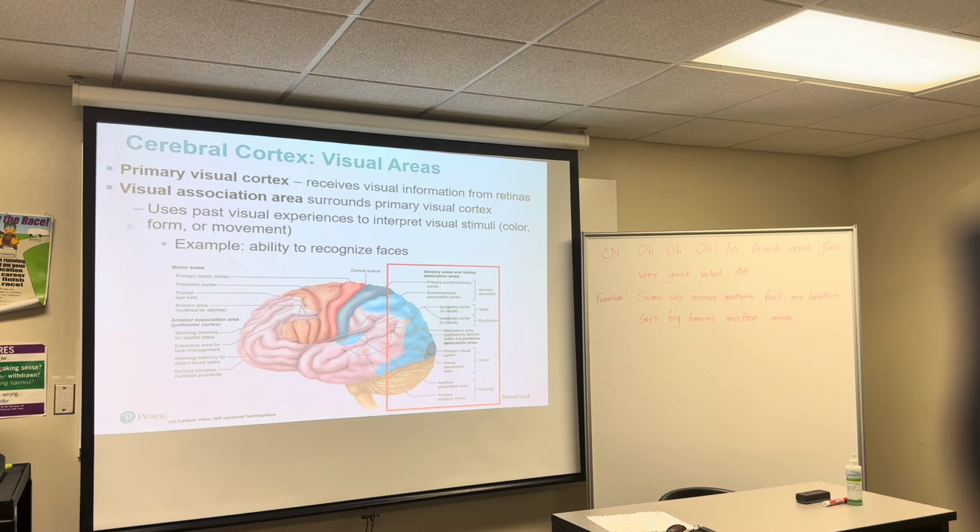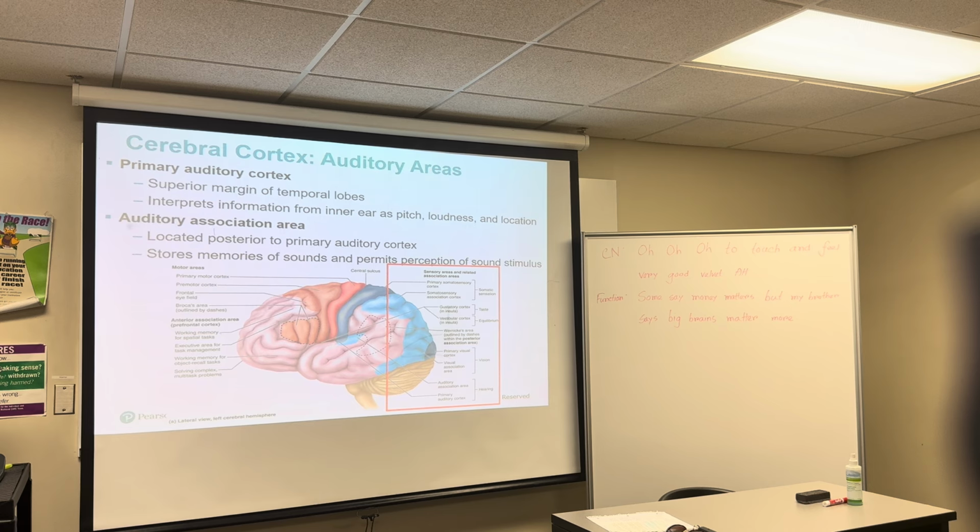Now let's talk about the visual. Where is your visual? In your occipital lobe, right? Primary visual cortex receives visual information from the retinas and the visual association area. So you have a specific part of the brain which is associated with a specific function. One part is probably receiving the signal, another part is associating, trying to understand what that means, right? It surrounds the primary visual cortex and uses past visual experiences to interpret visual stimuli, color, form and movement. Example, ability to recognize faces.